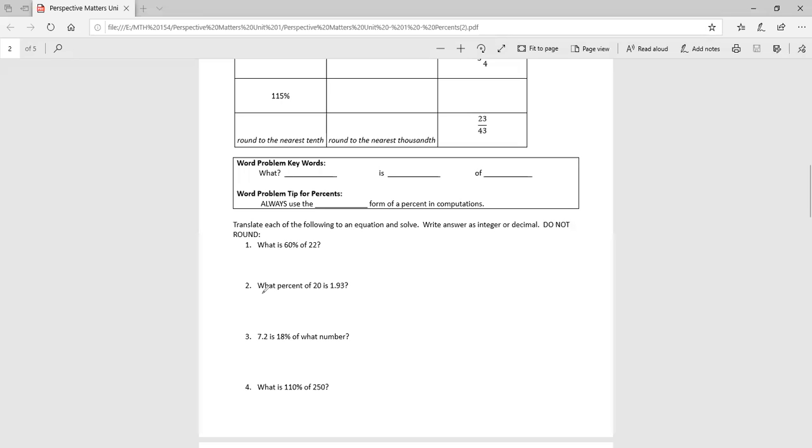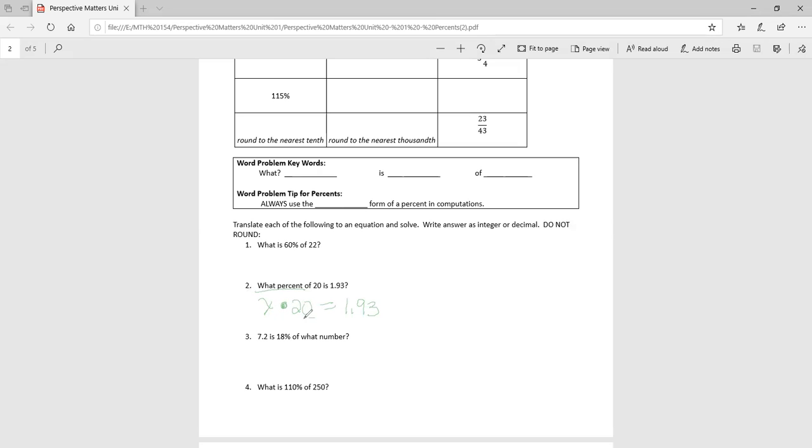So my next one says what? So what means X percent? So now I need some type of percentage in my answer of 20 is 1.93. I'm going to make a little note here that this X is going to be in percent form when I'm done, because that's how we were asked the question.